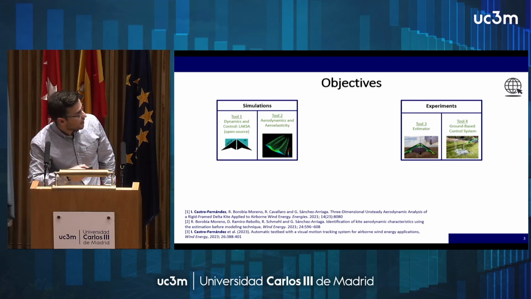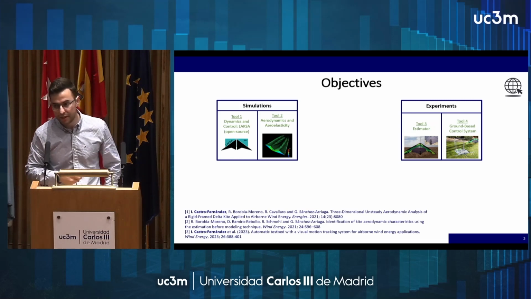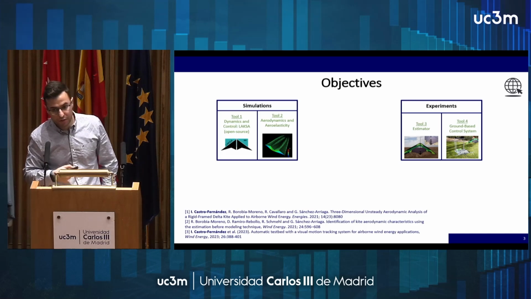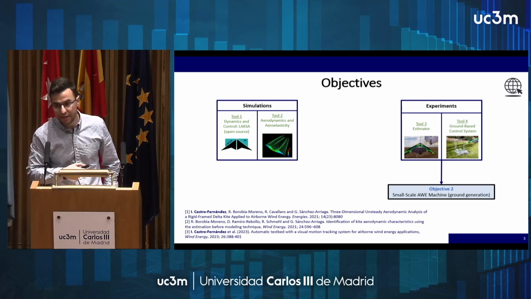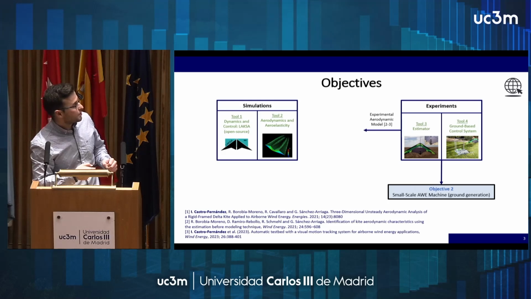We have built an estimator, which is an experimental setup with a lot of sensors that are fused, for example, in an extended Kalman filter. And we also have a ground-based control system, basically to automate the figures of 8 of the kite and so on. So the general objective of the experiments is to create a small-scale AWE machine, and Paco will tell you more about that.